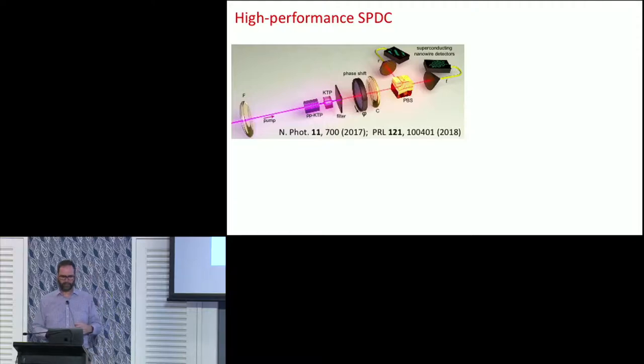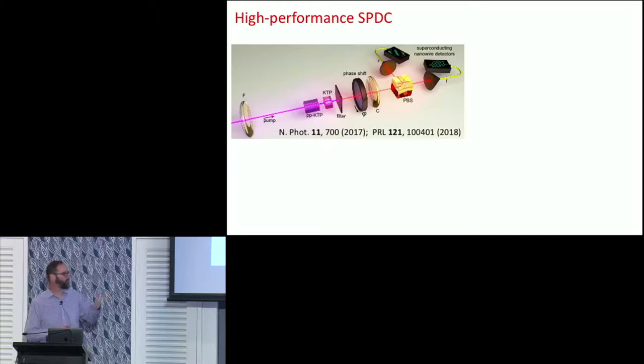For the rest of the talk, I'm going to talk about quantum dots and downconversion, but keep in mind that there are alternative technologies as well, but perhaps they're the two front runners at the moment. In the center, we're very good at doing high-performance spontaneous parametric downconversion. Here's an example of a setup that does that. Basically, here's the pump laser and the downconversion crystal, and then here are the two photons, one of which is detected.